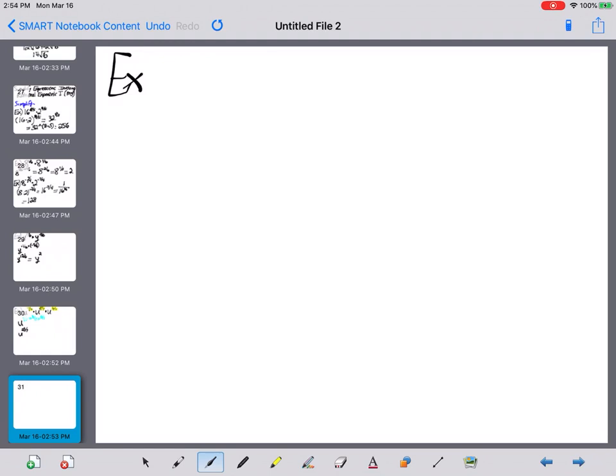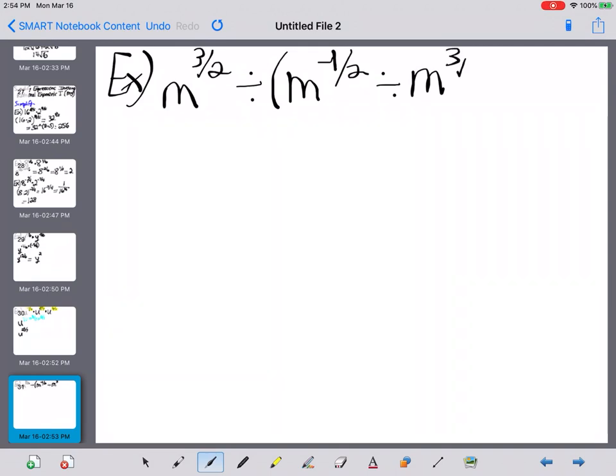All right, one more example. So on this one, let's take m to the 3/2, divided by m to the -1/2, divided by m to the 3/2.